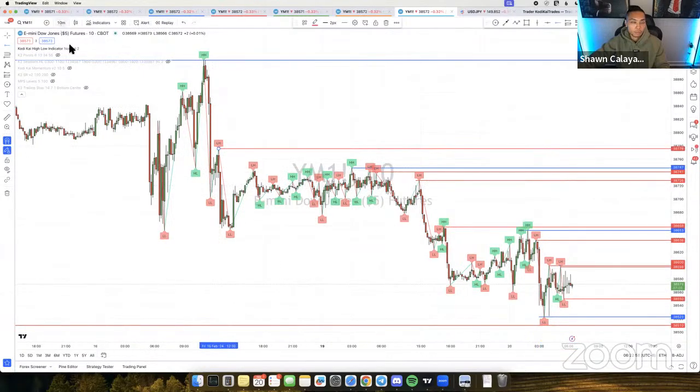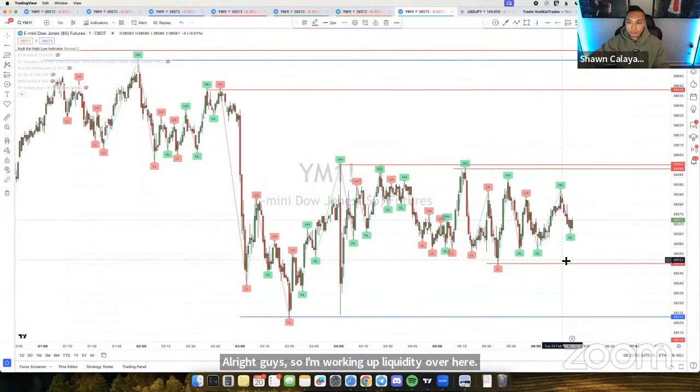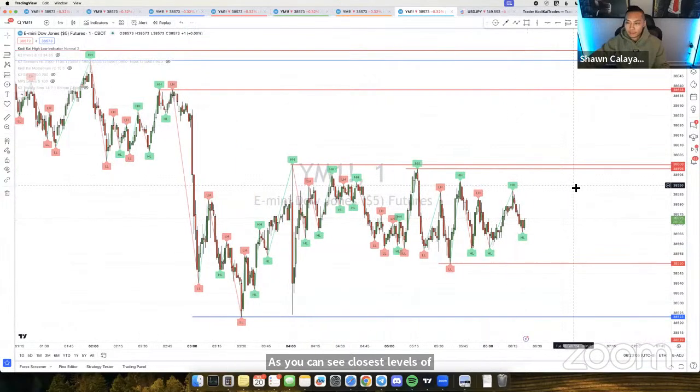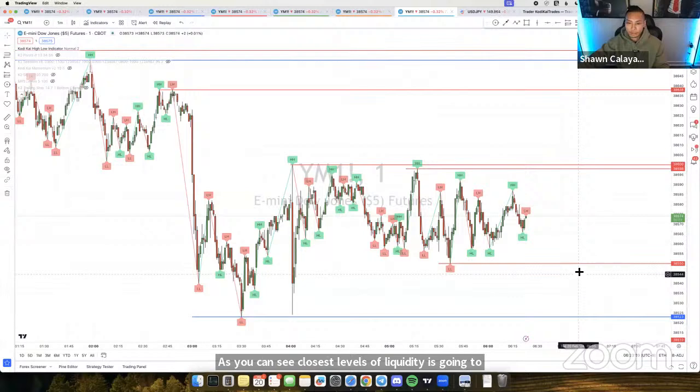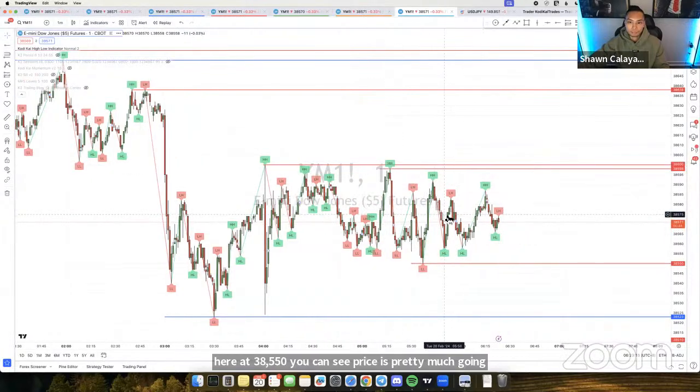All right, guys, so I marked up liquidity over here. As you can see, closest levels of liquidity is going to be above at 38,598, and the lower level is going to be over here at 38,550. You can see prices pretty much going sideways right here, so it's likely to break out on open in either direction. So we'll see what happens when market opens.